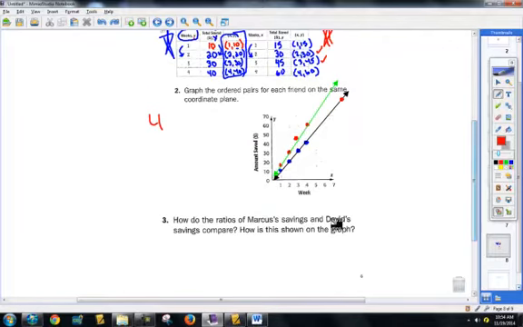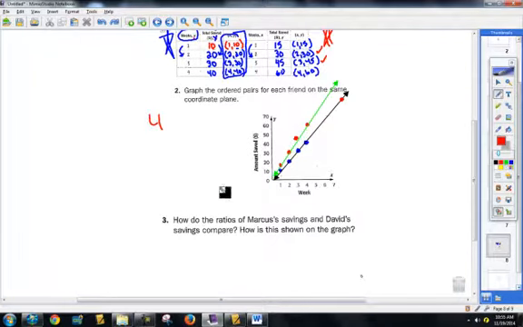How do the ratios compare? How do the ratios of Marcus and David's savings account compare? You can see that each week he's saving a little bit more, and it's going up more each week because he's saving more each week, and he's consistently saving it, I guess is what I'm trying to say.